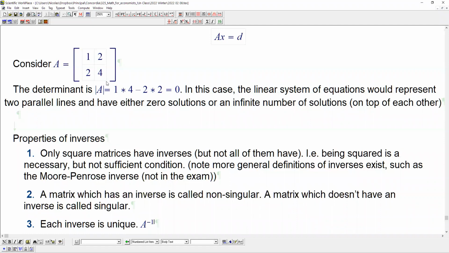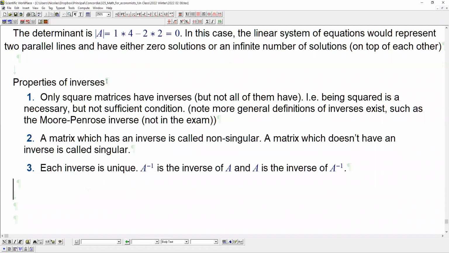Three: each inverse is unique. You cannot say A minus 1 is an inverse of A, you say it is the inverse of A. If we work with matrices all the time, we may take these things for granted, but when you think about it, none of this is necessary. You could have many inverses. Well, actually, not necessarily.